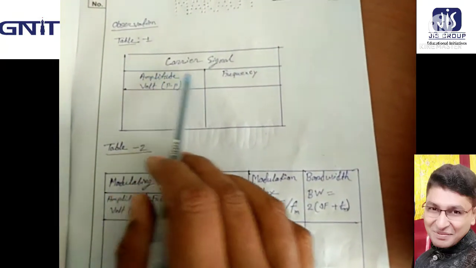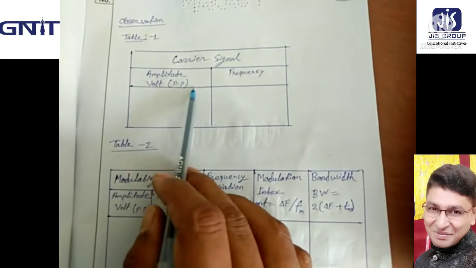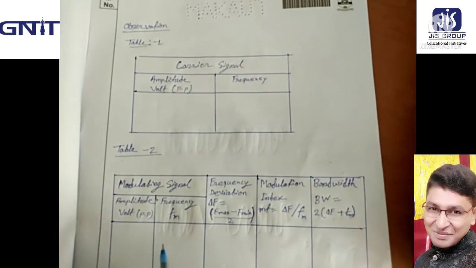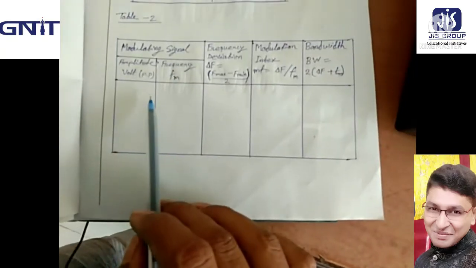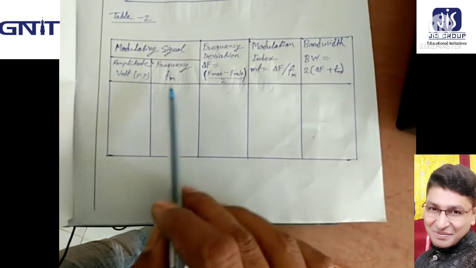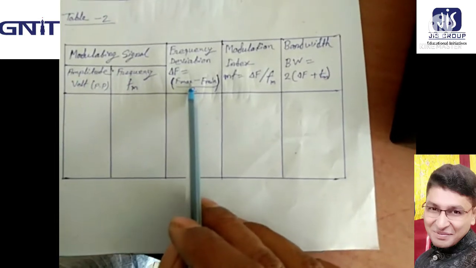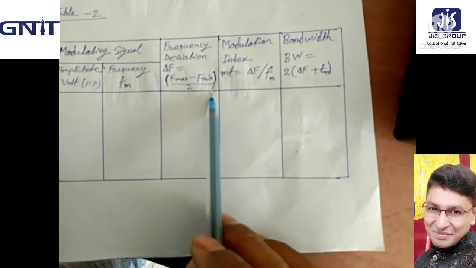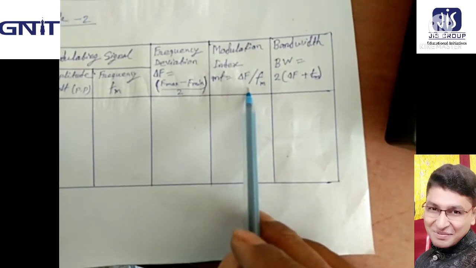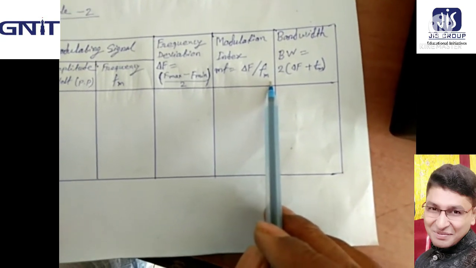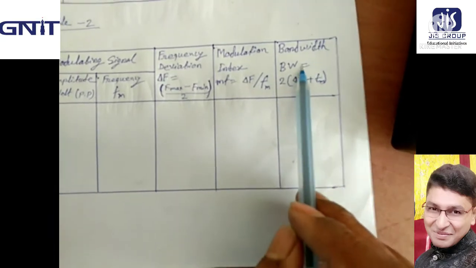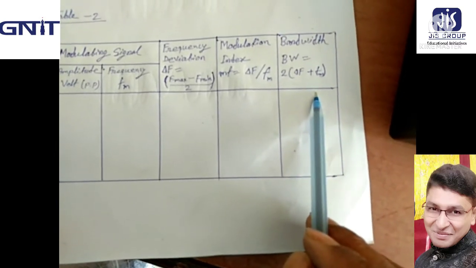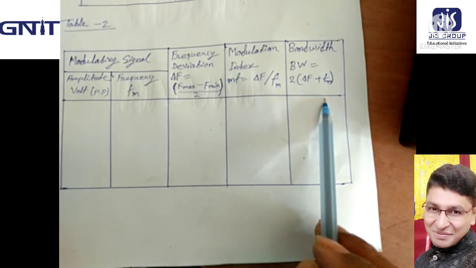And the observation table. Table 1 is the carrier signal: amplitude, frequency, and the modulating signal: amplitude, frequency, and frequency deviation, that is F max minus F min divided by 2, modulation index, that is frequency deviation divided by Fm, and bandwidth, that is twice the frequency deviation plus the modulating frequency.